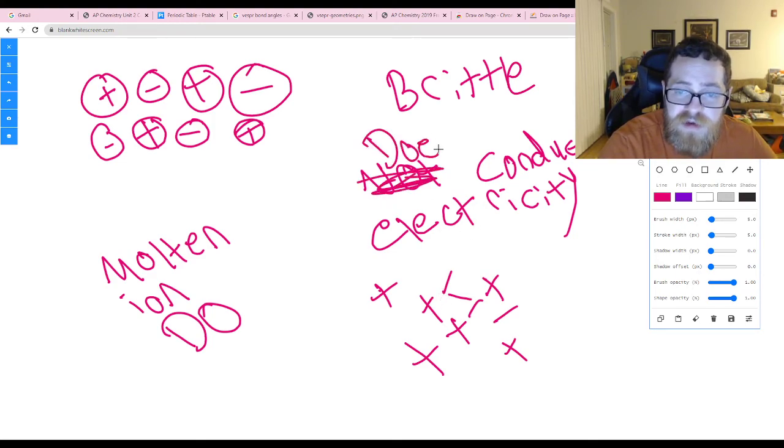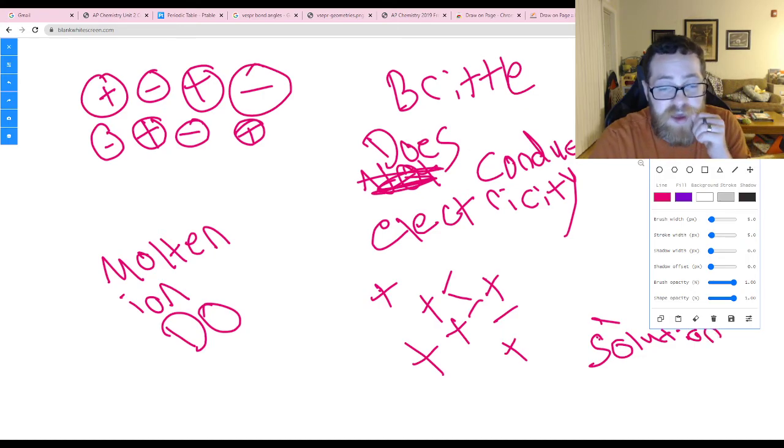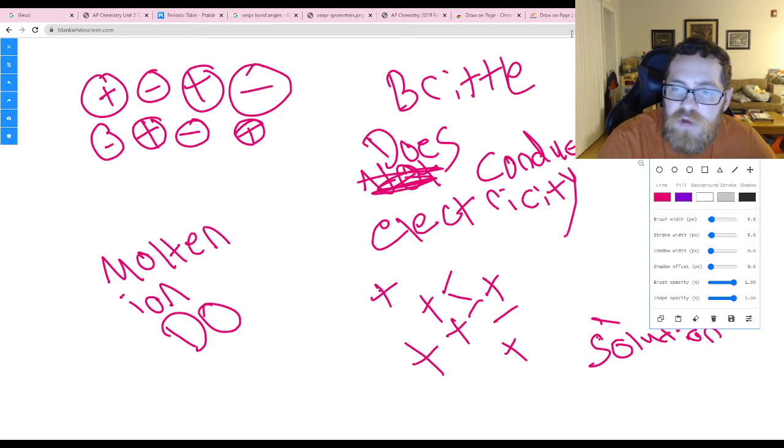So in that case, it does conduct electricity. In addition, a solution with an ionic compound conducts electricity because the ions dissociate when they dissolve. Ions, when they dissolve, dissociate. So you don't have sodium chloride just dissolved. You have Na+ and Cl-. These are also freely floating around in the water, allowing it to conduct electricity.